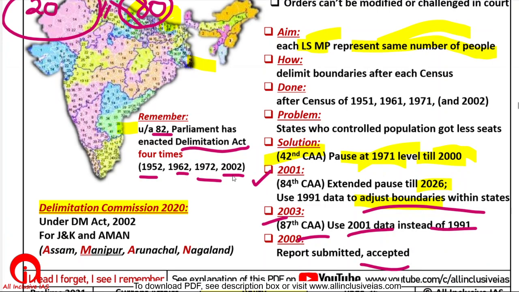Now in the year 2002, when Parliament enacted this act and the President appointed this commission, there was some problem in some states. In some states, this commission could not do its work properly. In the majority of India, it completed its work by 2008, submitted the report, and the government accepted the report. But in some states, the exercise could not be done due to security reasons.